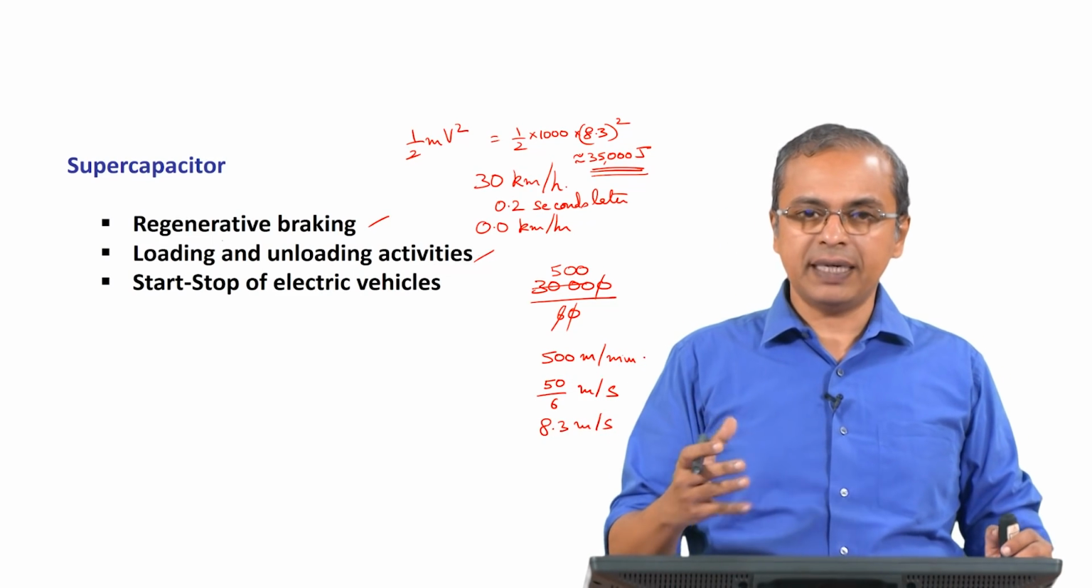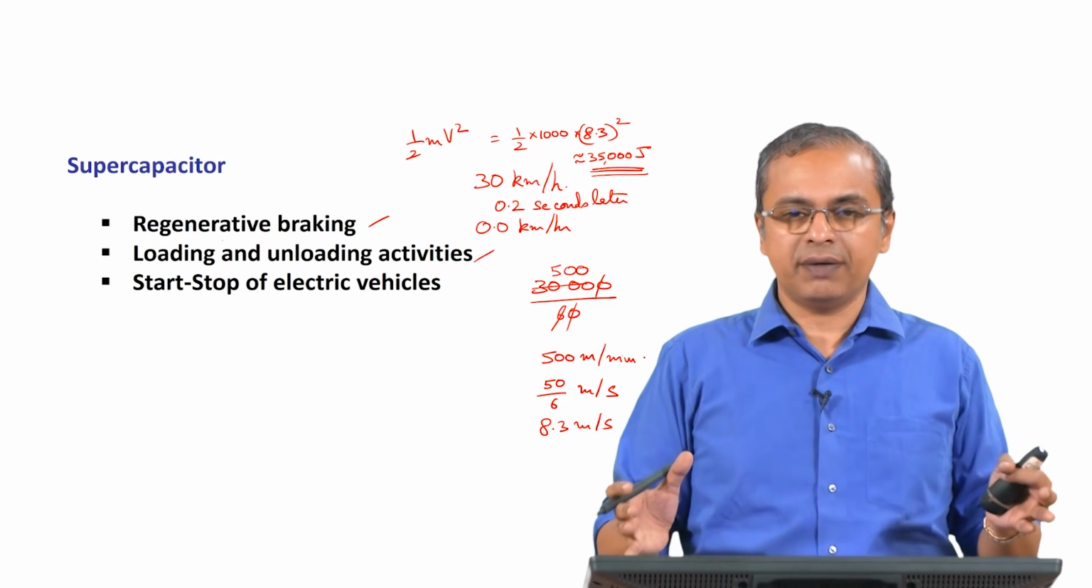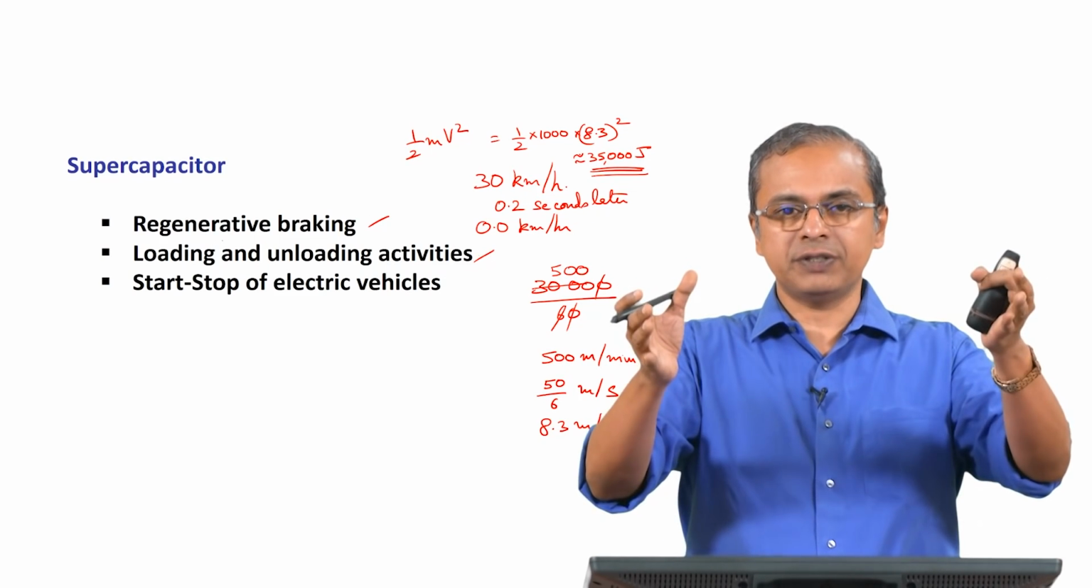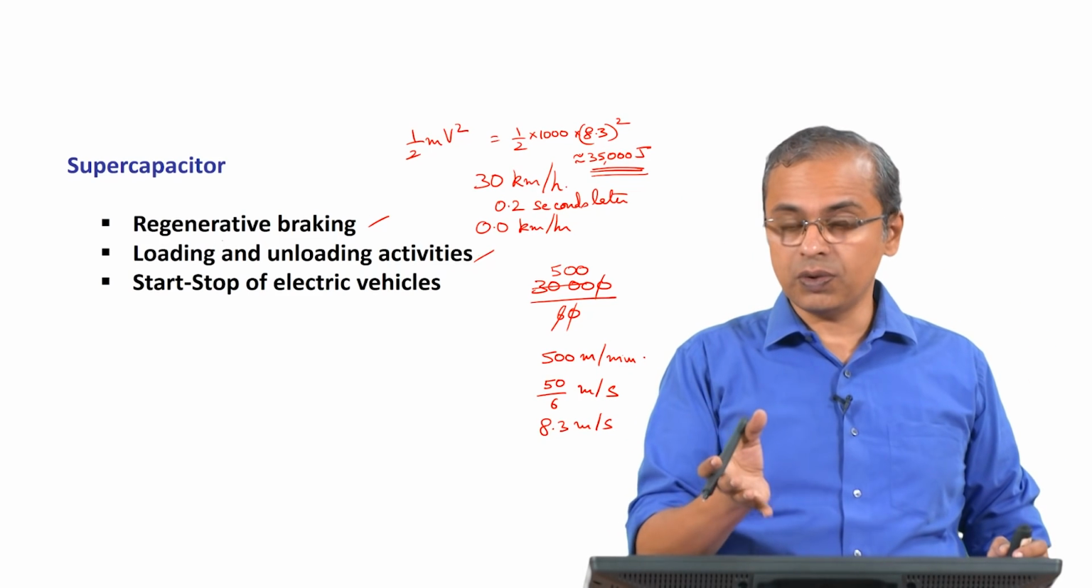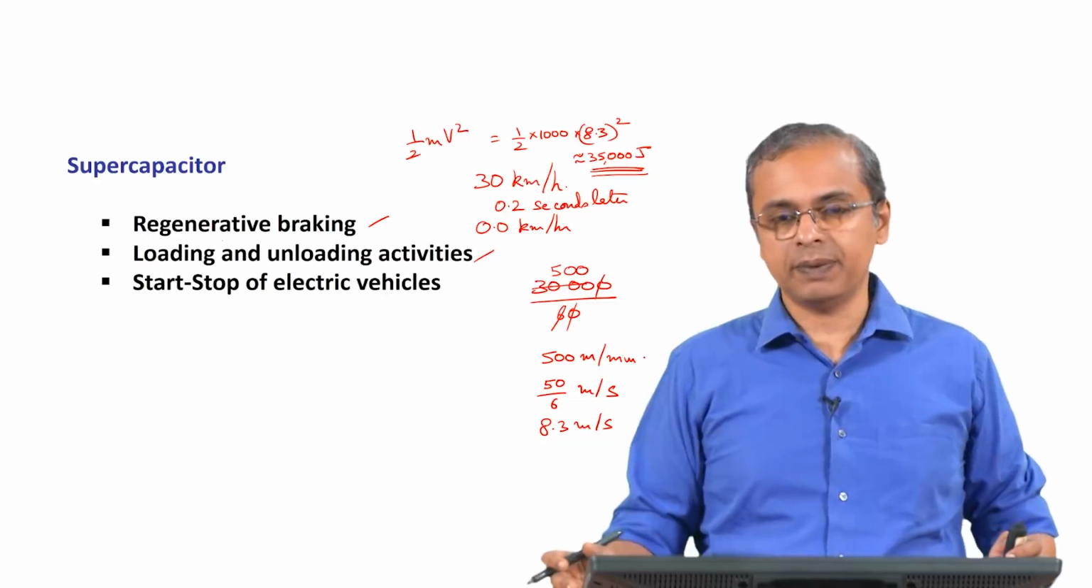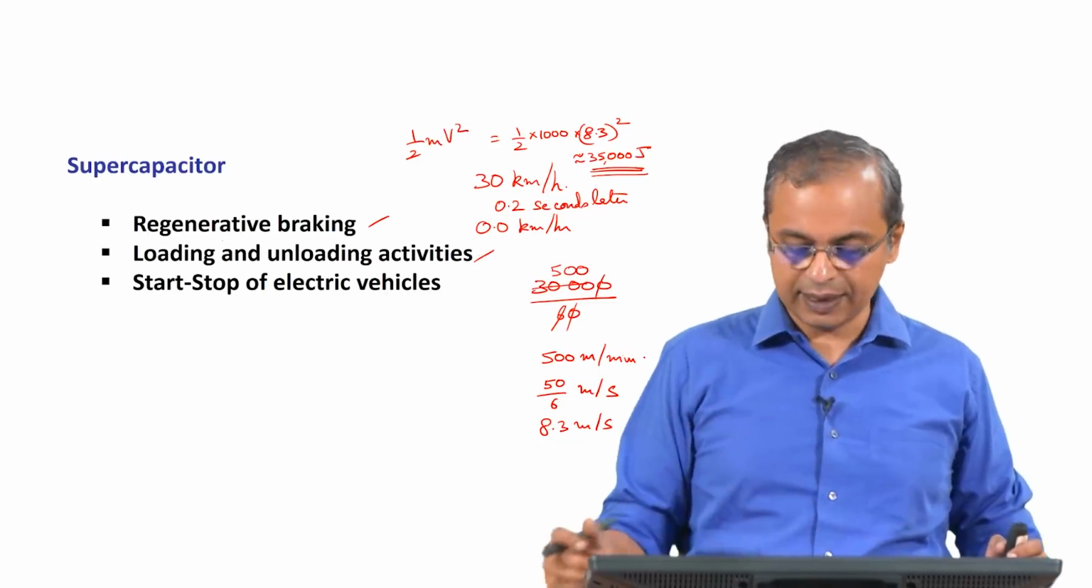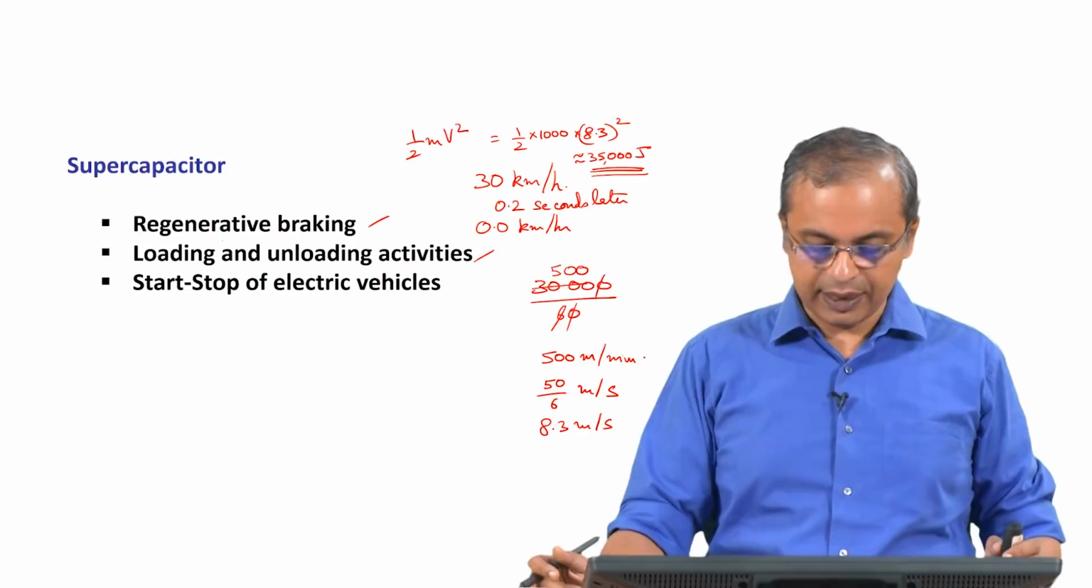So, that kind of a thing where you have a machine which goes and picks up a package, lifts it off the ground, puts it into a shelf, releases, comes down. So, that has to suddenly give you that energy in a matter of a fraction of a second. Again, that is something that a supercapacitor can deliver to you.